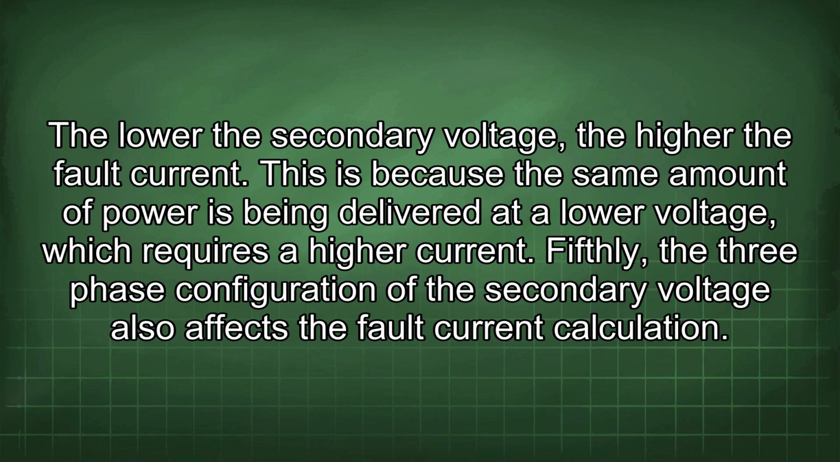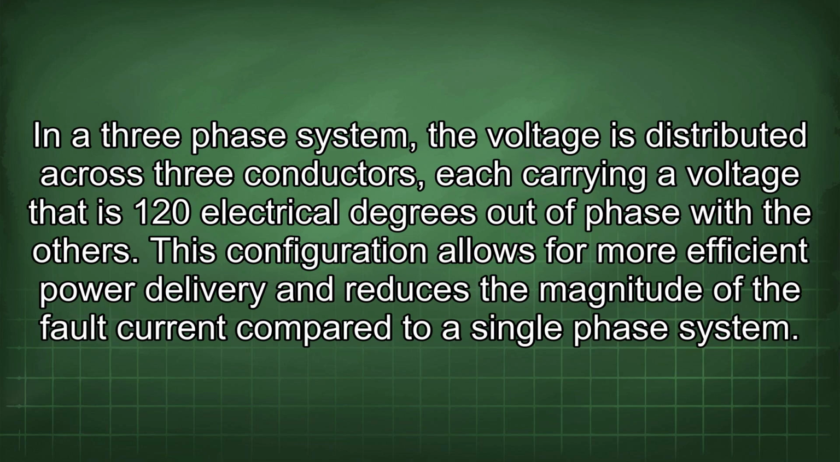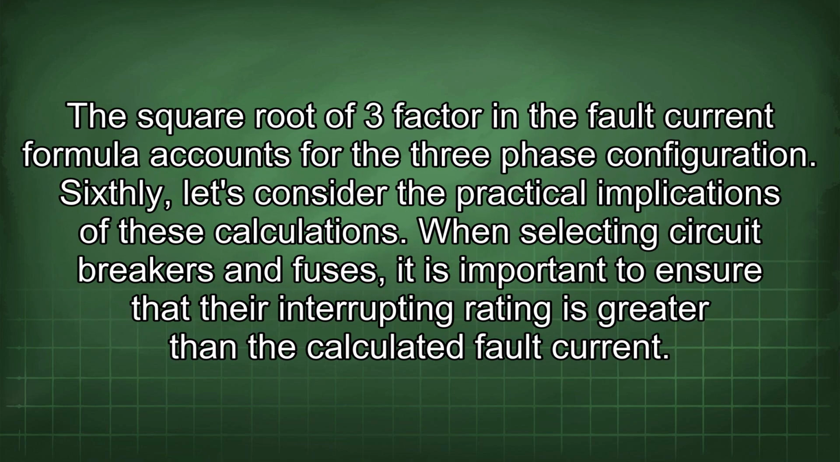Fifthly, the three-phase configuration of the secondary voltage also affects the fault current calculation. In a three-phase system, the voltage is distributed across three conductors, each carrying a voltage that is 120 electrical degrees out of phase with the others. This configuration allows for more efficient power delivery and reduces the magnitude of the fault current compared to a single-phase system. The square root of 3 factor in the fault current formula accounts for the three-phase configuration.